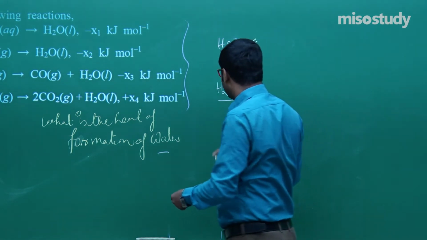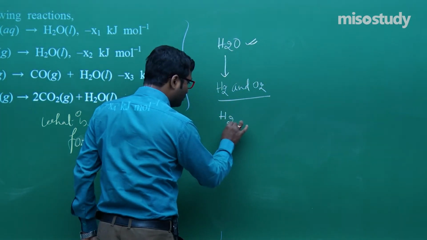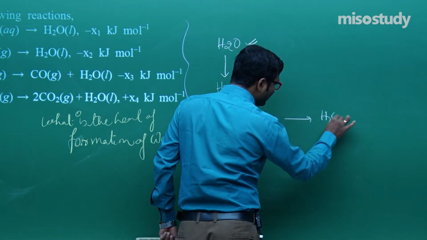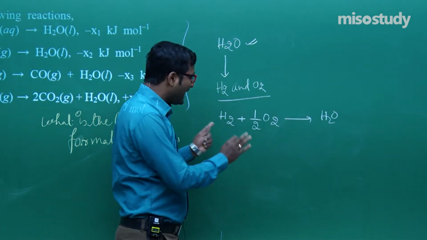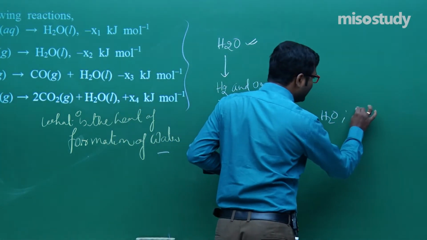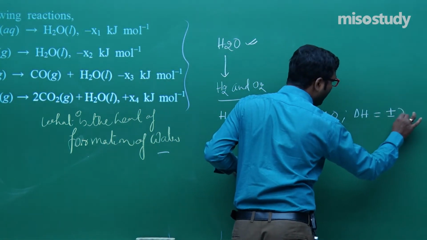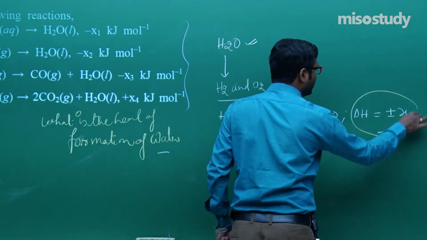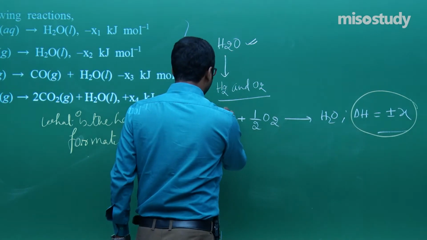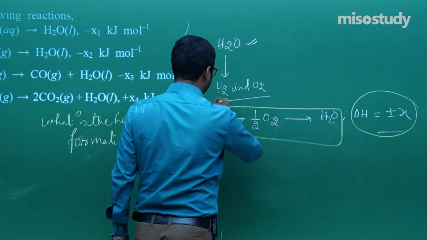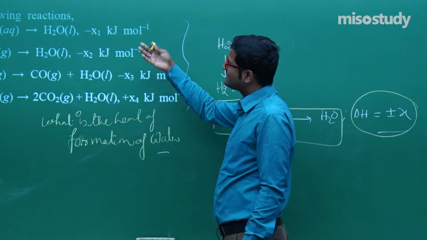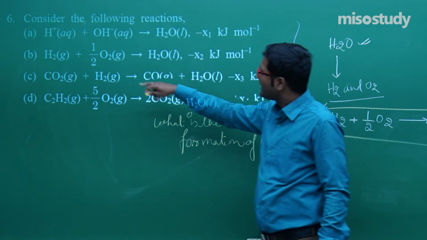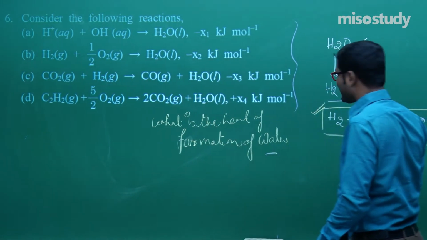Now how to write the expression? The expression can be written like this: H2 plus half O2 gives H2O. This is the expression, and during the reaction energy may be evolved or absorbed. And this delta H is equal to the heat of formation. Now find out where this expression is. In option 1 there is simply the dissociation, ionization of H2O. But look at the second option, H2 plus half O2. This is the actual expression.